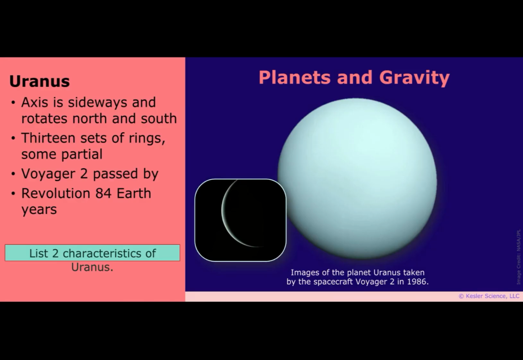Next up is Uranus. Now, Uranus has an axis that is sideways, and it's interesting because the axis normally is from left to right, right to left, right? But for Uranus, it's actually sideways. It rotates north and south. And also, it has 13 rings, and some are partial rings. Now, they were able to take a picture of Uranus using Voyager 2 in 1986, and they saw an image of Uranus. Now, it takes about 84 Earth years for Uranus to complete its one revolution around the Sun.